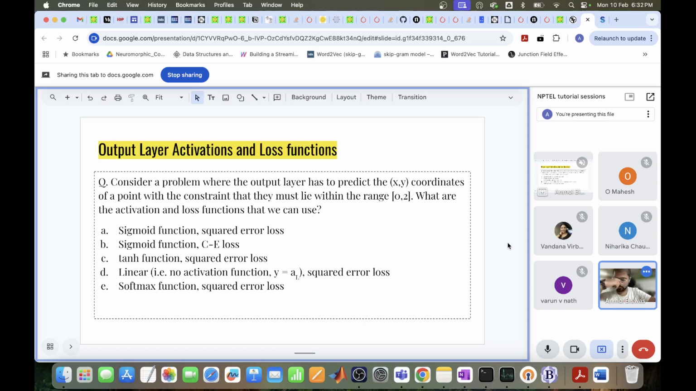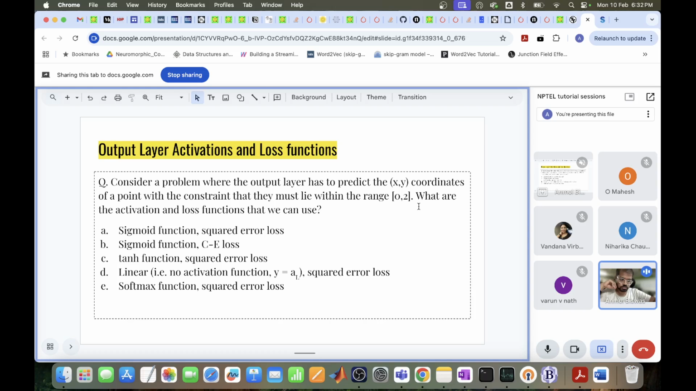So if we consider a problem where an output layer has to predict xy coordinates, but there is a restriction on it, right? So here we have to predict xy coordinates of a point with a constraint that they must lie within a given range. So x must lie within 0 to 2, y must lie within 0 to 2, right? So the points are constrained within this box in xy.